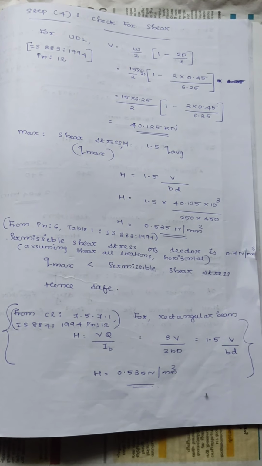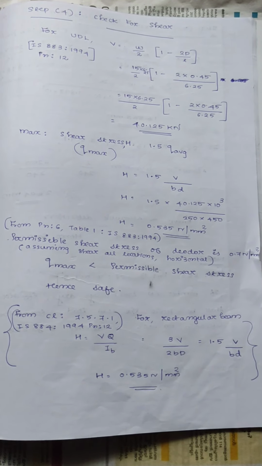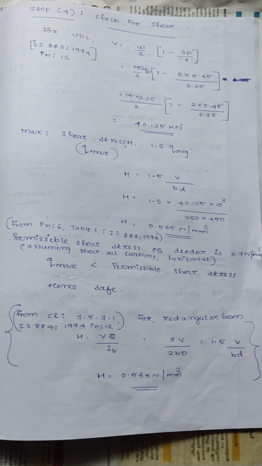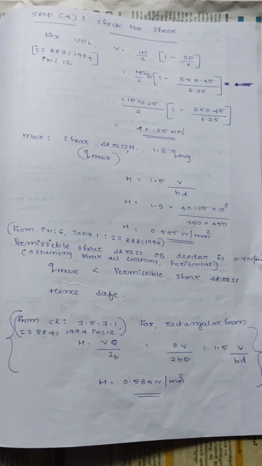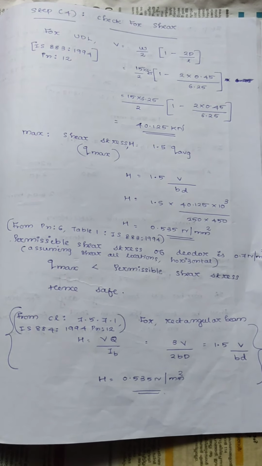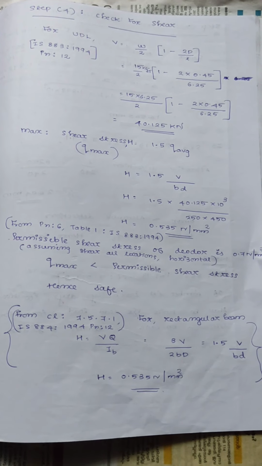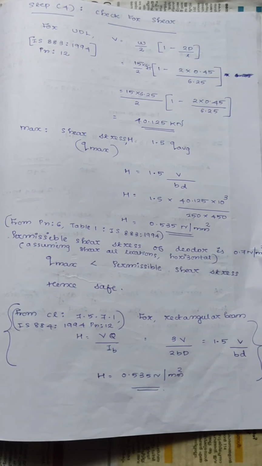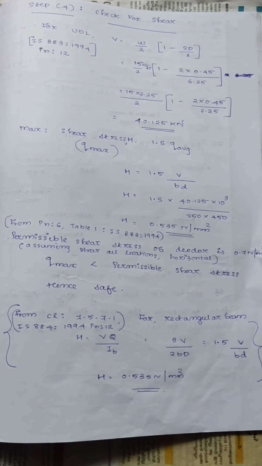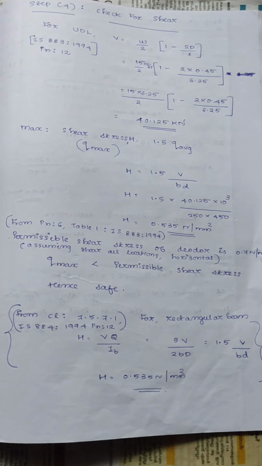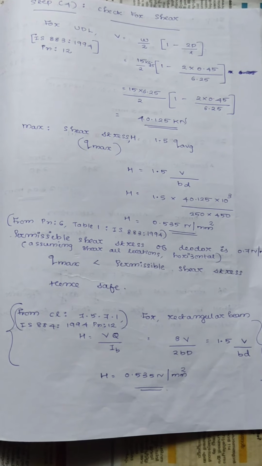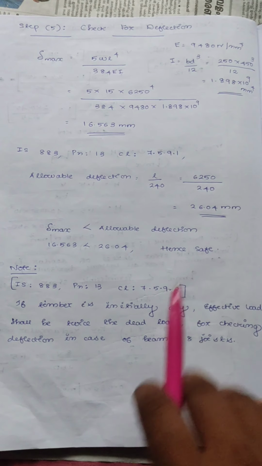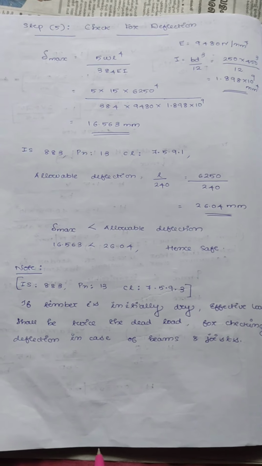After obtaining the maximum shear stress, H is equal to 0.535 Newton per mm square, we need to find out the permissible shear stress from IS 883 1994 table 1. For deodar wood, the permissible shear stress obtained is 0.7 Newton per mm square from the IS code. The permissible shear stress is greater than the maximum shear stress obtained here, so hence it is safe.